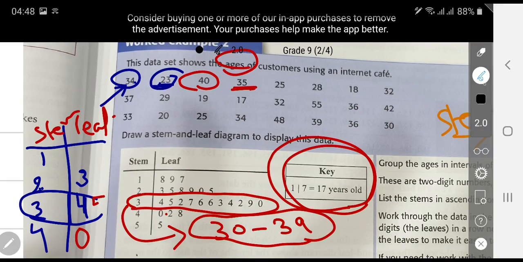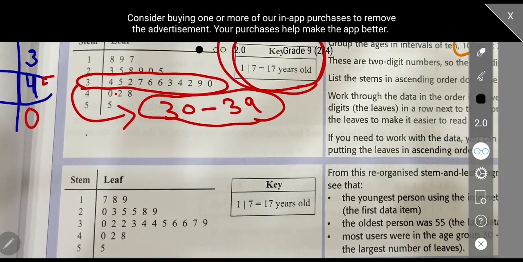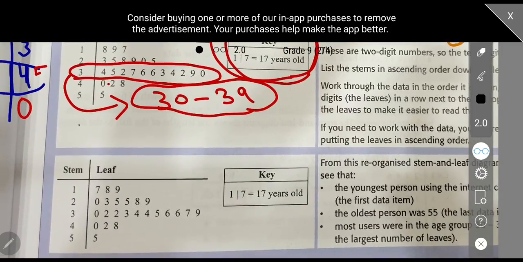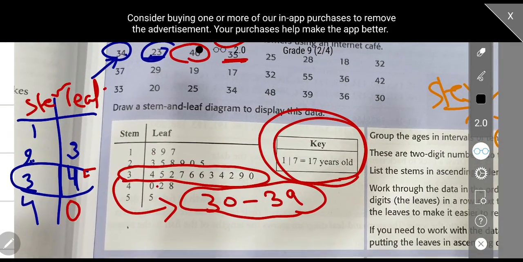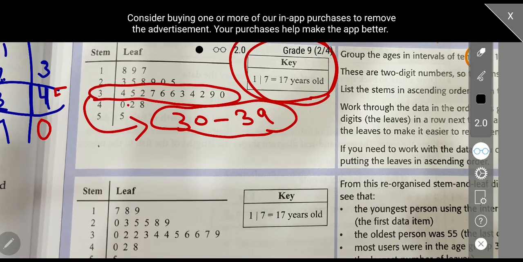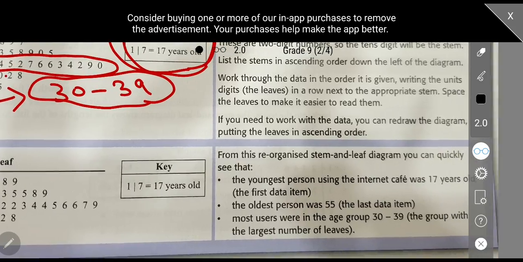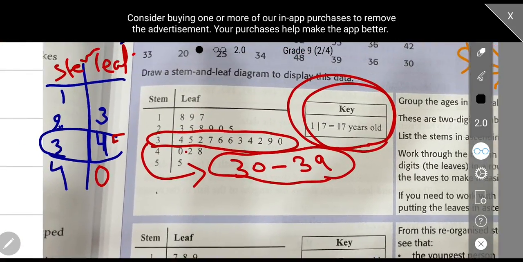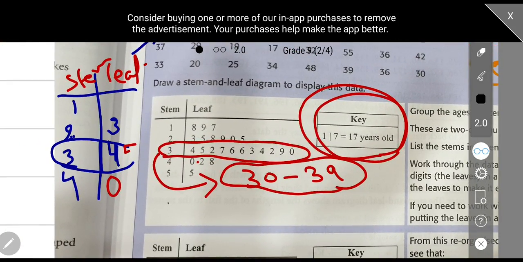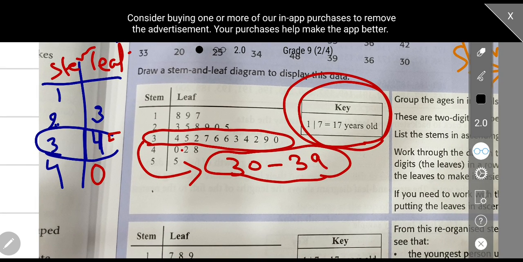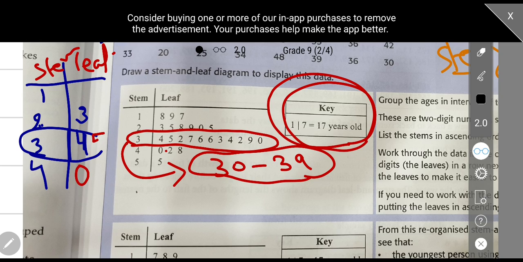You should write it. Okay, now let's look here. I can simply reorganize this stem and leaf diagram. If we order the ages in ascending order, instead of 1, 8, 9, 7, it's 18, 19, 17, right? I can write simply 7, 8, 9.